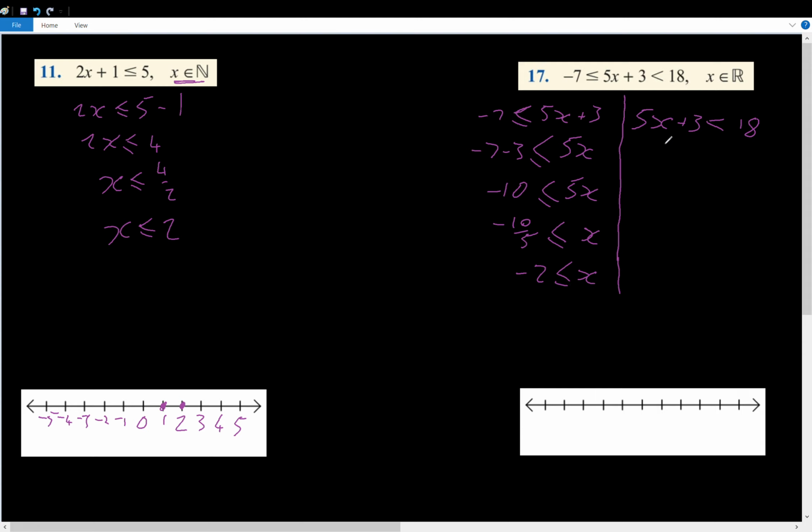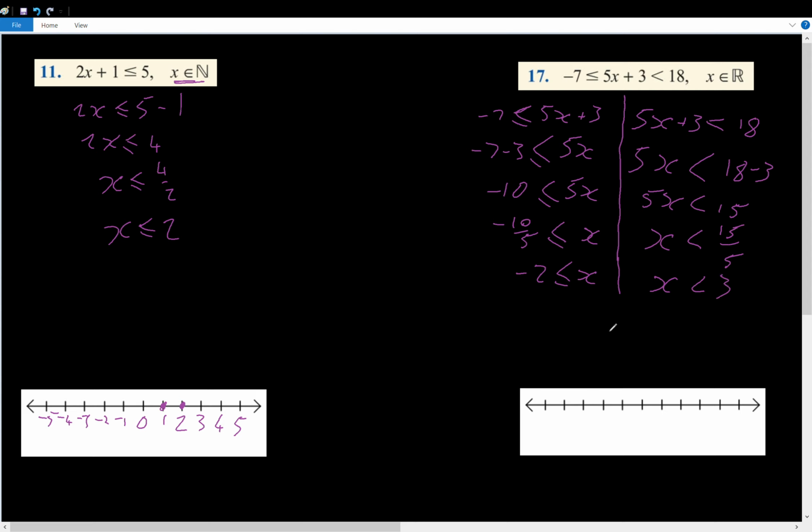And on the right hand side, we're going to do a similar thing. We're going to have 5x is less than 18 minus 3. So 5x is less than 15. When we divide both sides by 5, we get x is less than 15 over 5. So x is less than 3. Now we've got to graph this on a number line.